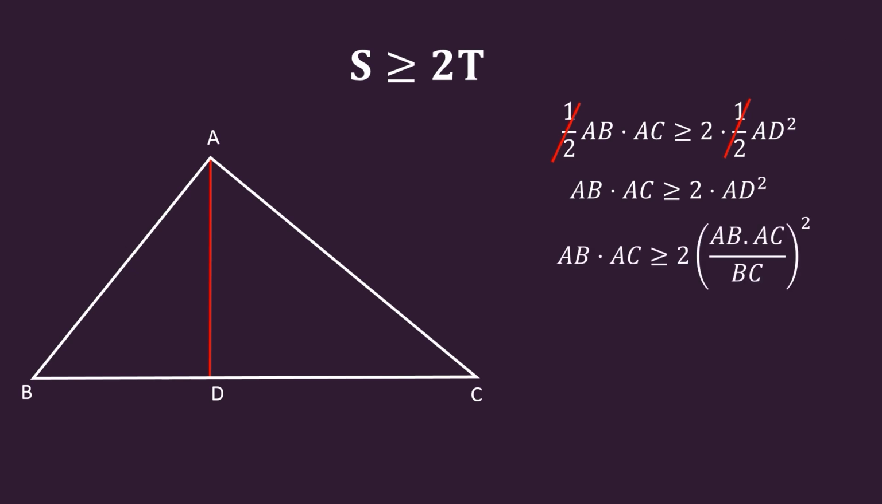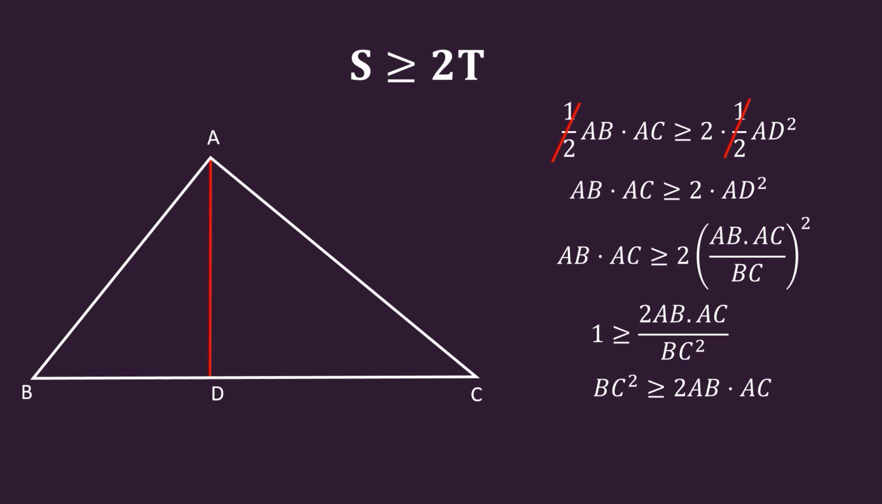Let's substitute that in. AB times AC is greater than or equal to 2 times the quantity AB times AC divided by BC, squared. Now, a little algebra to simplify this. 1 is greater than or equal to 2 times AB times AC divided by BC squared. BC squared is greater than or equal to 2 times AB times AC.